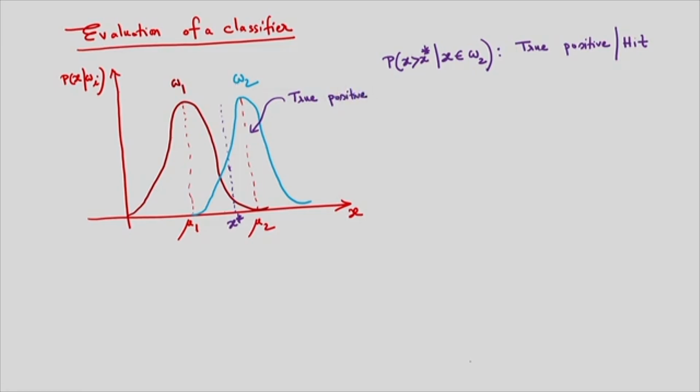This is the first case. In the second case, x is greater than the threshold value x star, and in this case x is assigned to the class omega 1. That means I have to consider this region. This region is nothing but a false positive, or maybe I can say a false alarm.